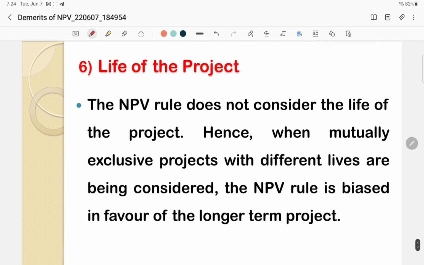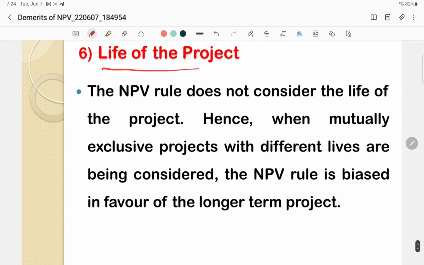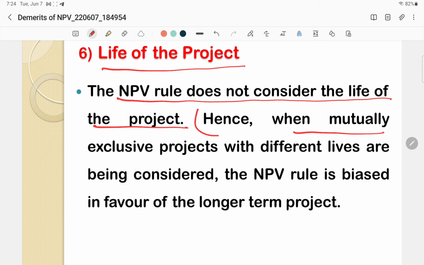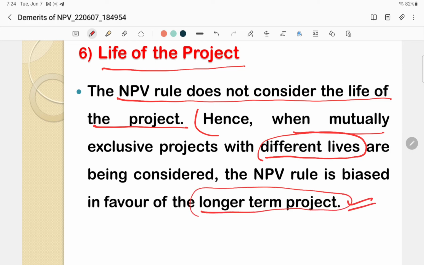And last demerit, limitation, is the life of the project. NPV rule does not consider the life of the project. So again, when there is a case of mutually exclusive proposals and these proposals or projects have different economic lives, NPV rule is always biased in favor of the longer term projects, means the project which is having larger economic life. So these are the limitations or the demerits of the NPV method.